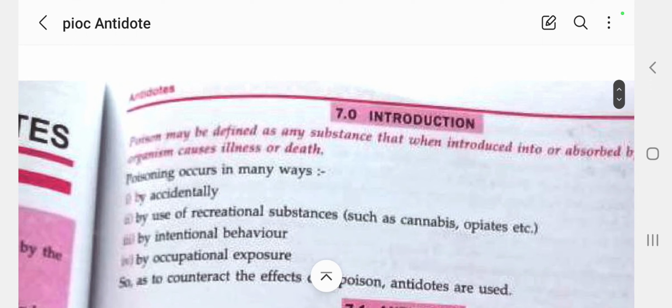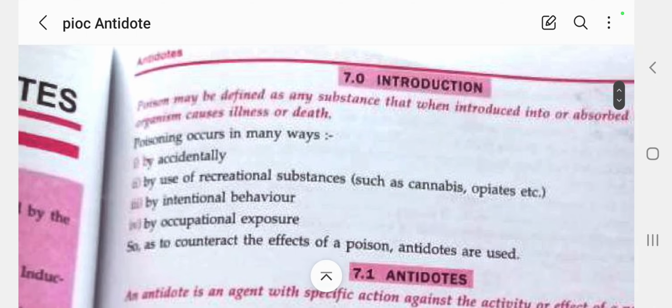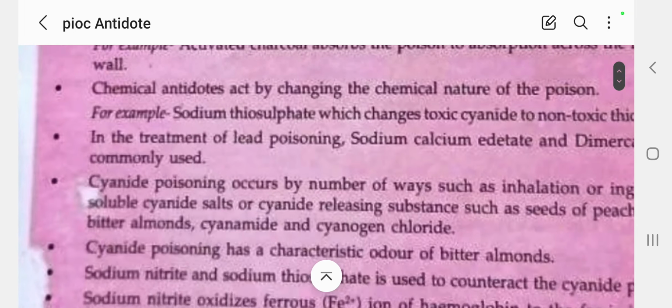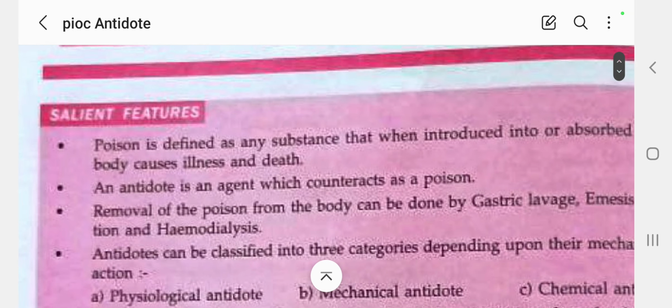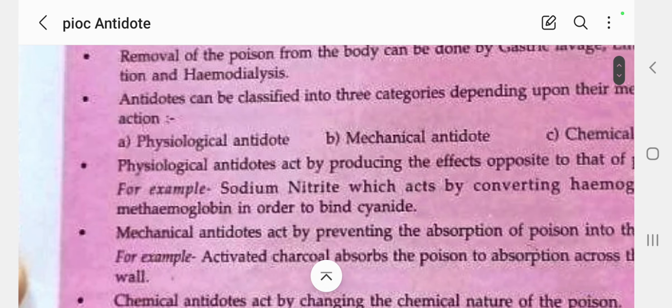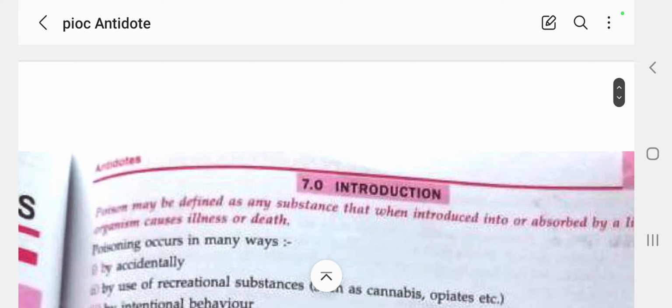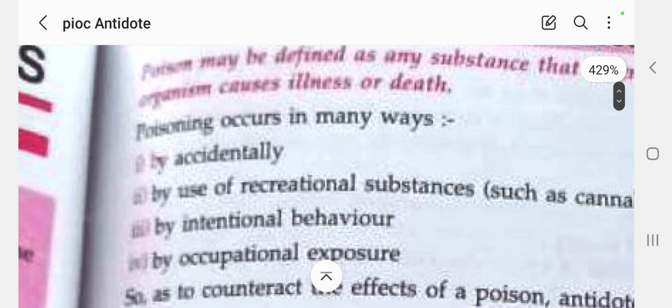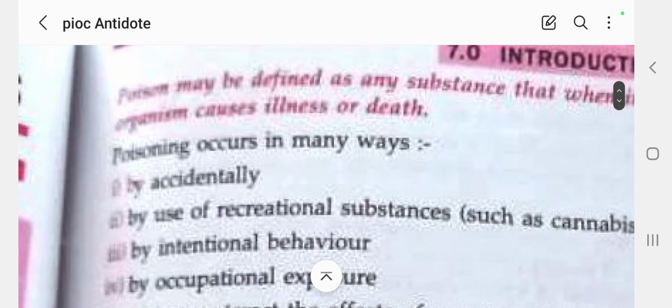So these are the salient features we discussed about antidotes. Then what is meant by an antidote? The proper definition is an agent which counteracts a poison. Okay, next we'll see the introduction. Overall, a poison may be defined as any substance that, when introduced into or absorbed by an organism, causes illness or death. That is poison.